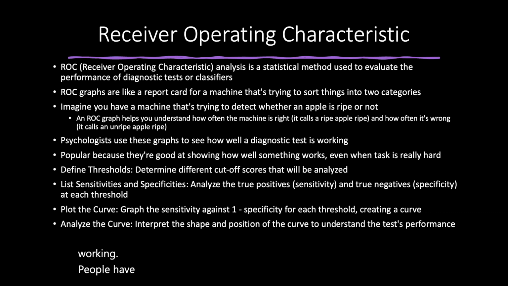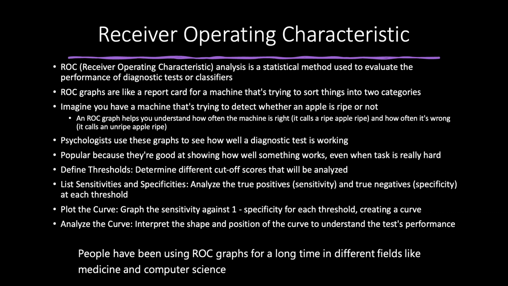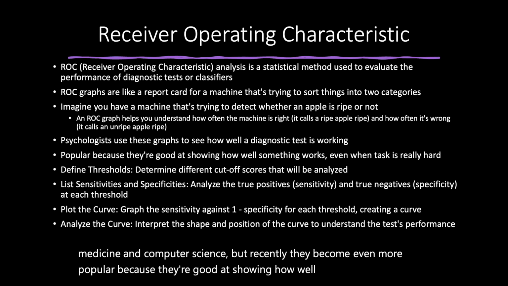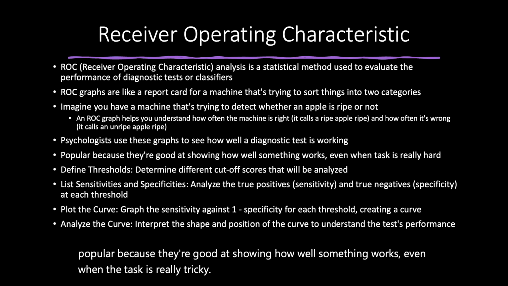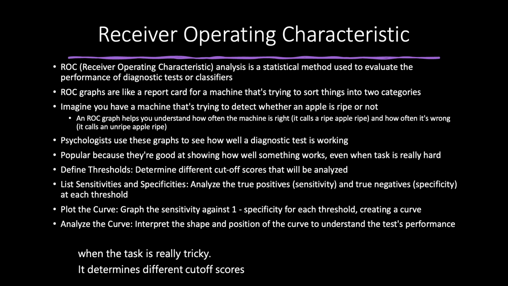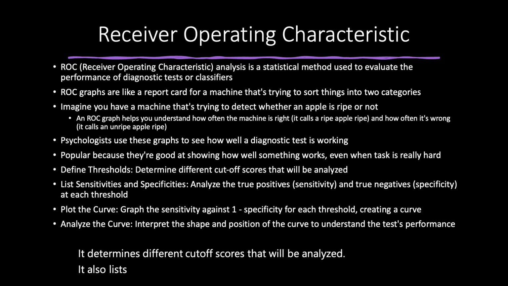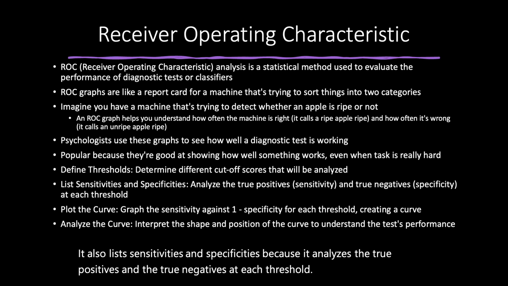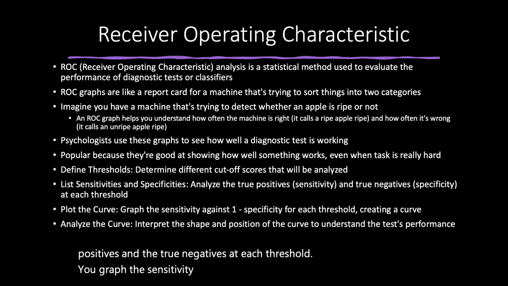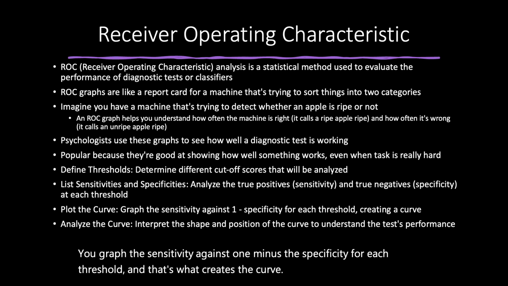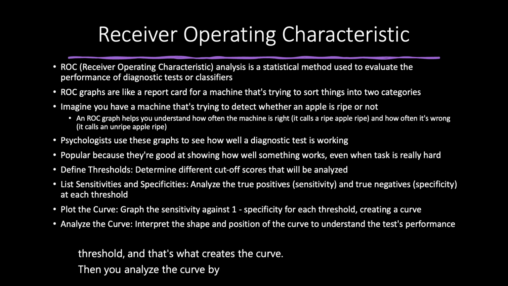People have been using ROC graphs for a long time in different fields, like medicine and computer science. But recently, they've become even more popular because they're good at showing how well something works, even when the task is really tricky. It determines different cutoff scores that will be analyzed. It also lists sensitivities and specificities because it analyzes the true positives and the true negatives at each threshold. You graph the sensitivity against 1 minus the specificity for each threshold, and that's what creates the curve. Then you analyze the curve by interpreting the shape and position of the curve to understand the test performance.